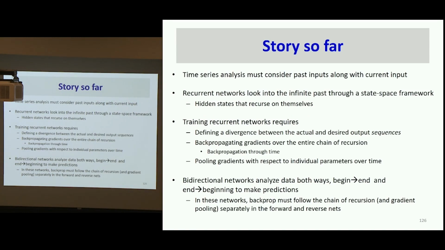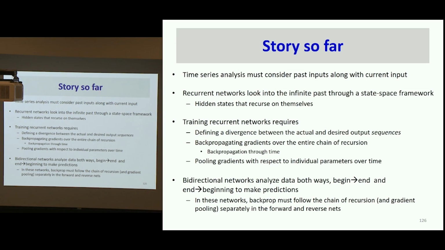So here is the story so far. Time series analysis must consider past inputs along with current input. Recurrent networks look into the infinite past through a state space framework where you have hidden states that recur on themselves. Training recurrent networks requires defining a divergence between the actual and desired output sequences, not just the individual outputs. And we need to backpropagate gradients over the entire chain of recursion, so this is backpropagation through time. And you want to pool the gradients with respect to individual parameters over time.